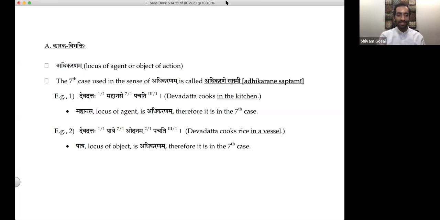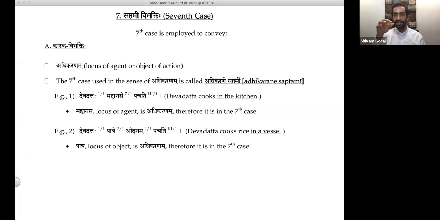So the seventh case is employed to convey what we just saw, adhikaranam. Adhikaranam is a karaka, a factor related to the action. So the karaka vibhakti is adhikaranam. Now notice we put it in seventh case. So it's called adhikarane saptami.